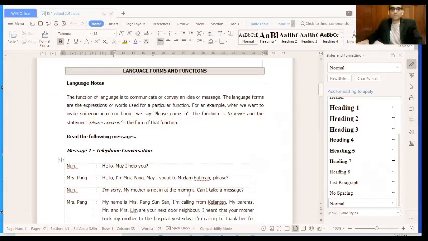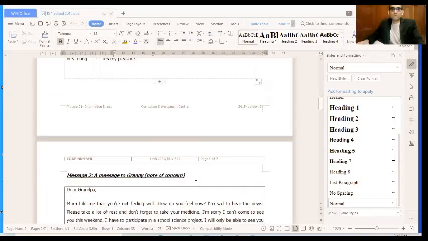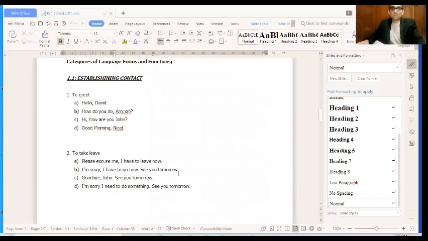So I will go direct to the point, which you will be learning on establishing contact. For example, if I say the word to greet, the words or statements being used are such as: Hello, David. How do you do, Amina? Hi, how are you, John? Good morning, Nicole. So these are the statements. So what is the function which is known as to greet?